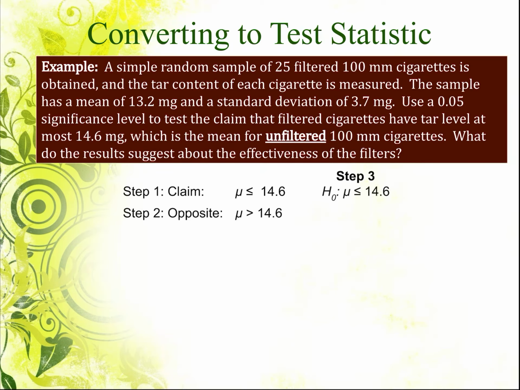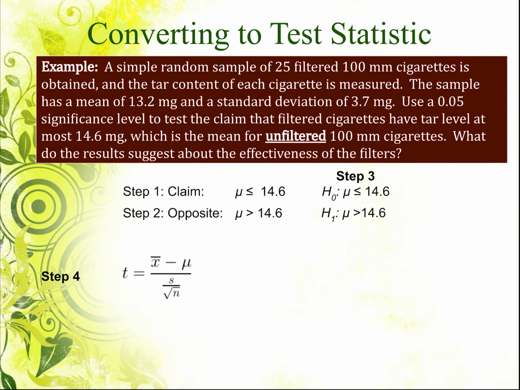Okay. The null and alternative hypothesis: the one with the equality, the first one, less than or equal to 14.6, that will be our null hypothesis. And the one without the equality will be the alternative hypothesis. Mu is greater than 14.6.